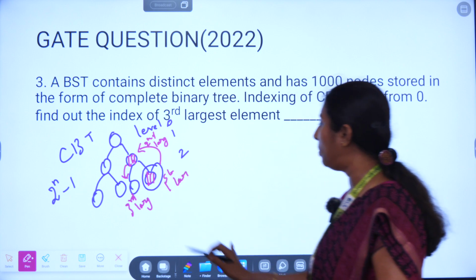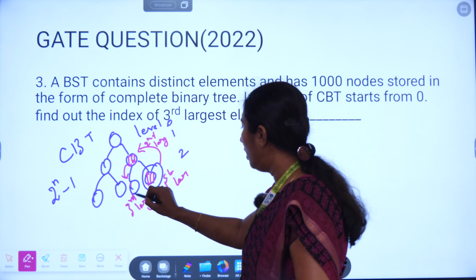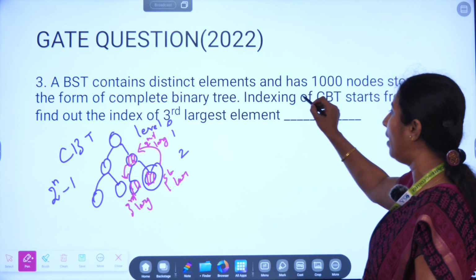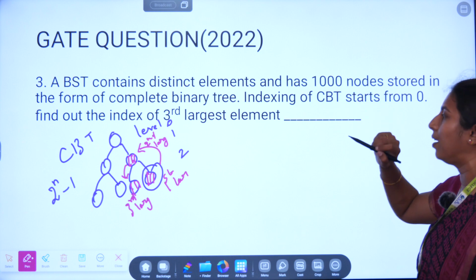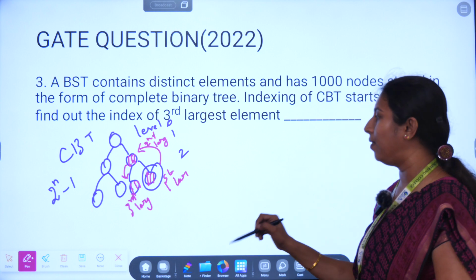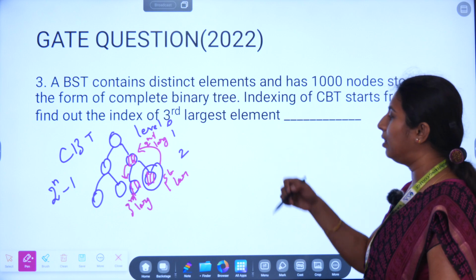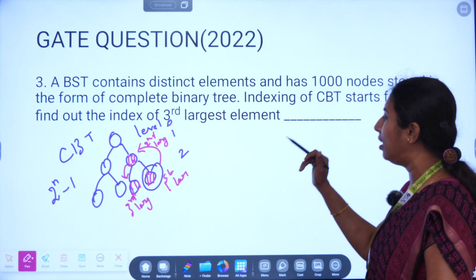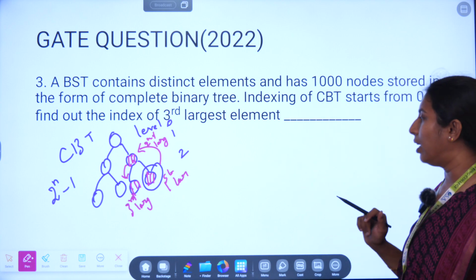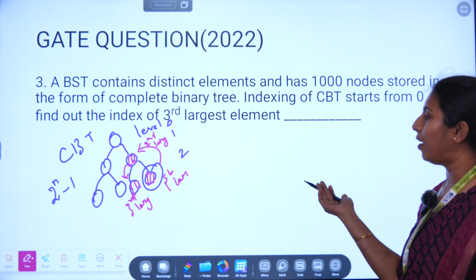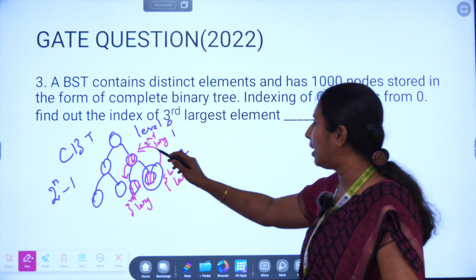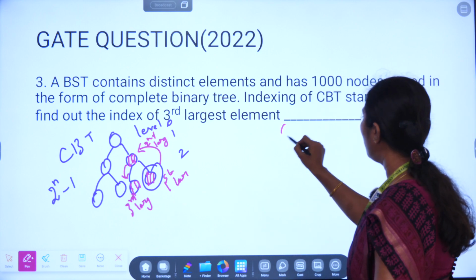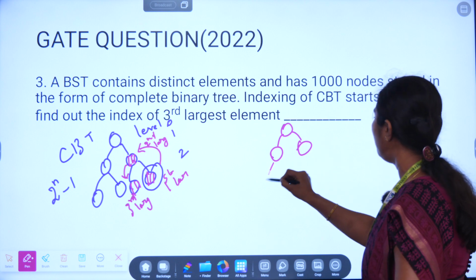So this is the small complete binary tree we have taken into account, and we have found the first, second and third largest. Since the question they have given is for 1000 nodes, we need to identify in which level we are going to get the first, second and third largest elements. Once we find these three values in the BST, from that we can find the index positions, how we are going to traverse. So consider over here a complete binary tree again.